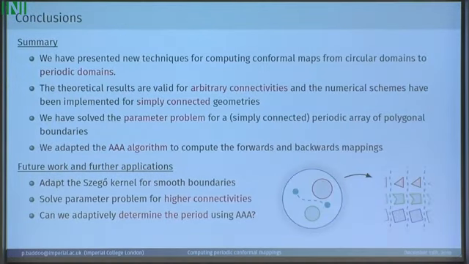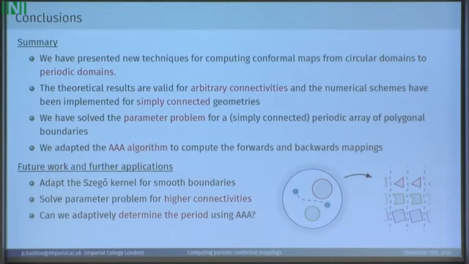We presented some new techniques for computing these conformal maps for periodic domains. We particularly focused on these polygonal domains. And the theoretical results we presented, like the Schwarz-Christoffel and the potential flow problem, were all valid for arbitrary connectivities. And that's by virtue of the prime function, we can solve these for any connectivity. So two objects, 3 objects, 300 objects per period window. Theoretically, it's all the same. Computationally, we've only implemented these for simply connected geometries because it becomes significantly more complicated in the multiply connected case.